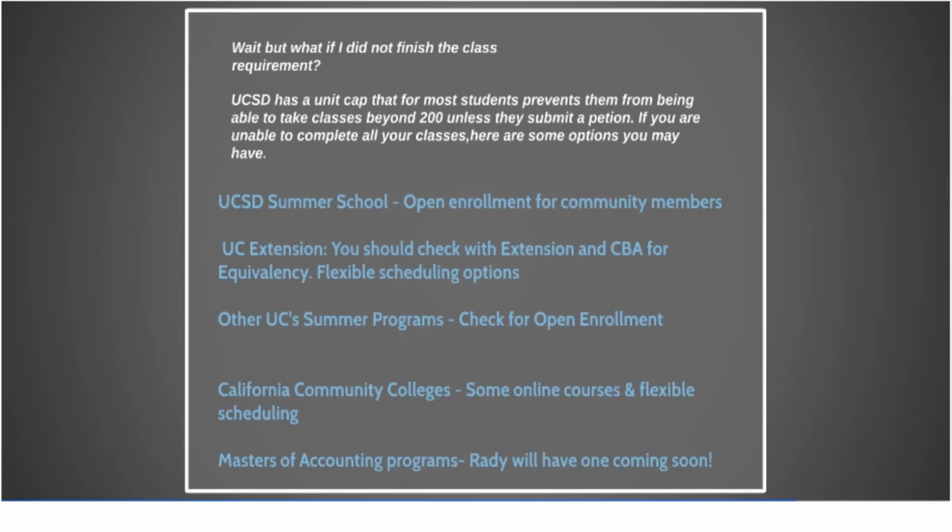Now, what should you do if you weren't able to finish the class requirements? There are some options that you can do either while you're still here or when you graduate. This includes UCSD summer school. Please note that for summer school, we only have very limited offerings. It also includes UC extension, whether it be UCSD extension or extension through another UC. Other UC summer programs, they are mostly open enrollment.